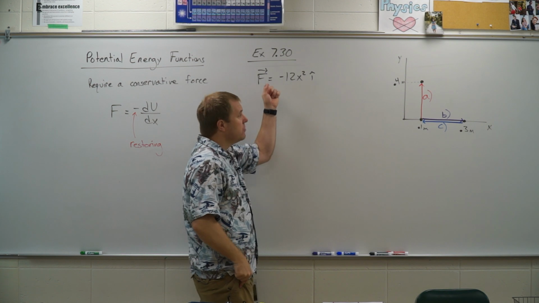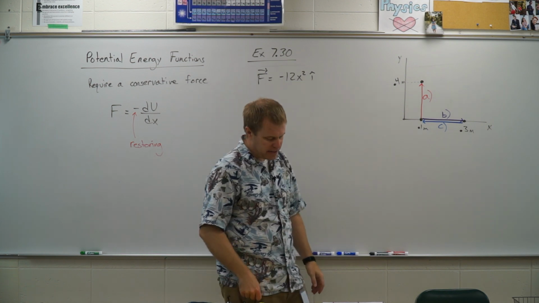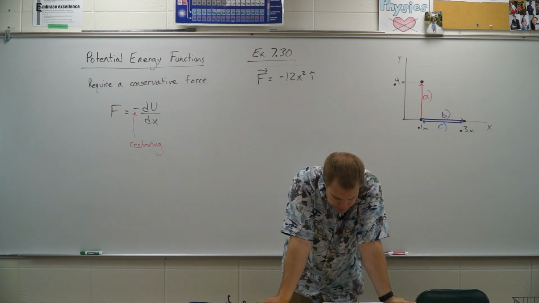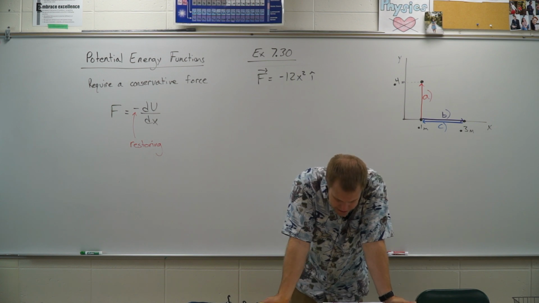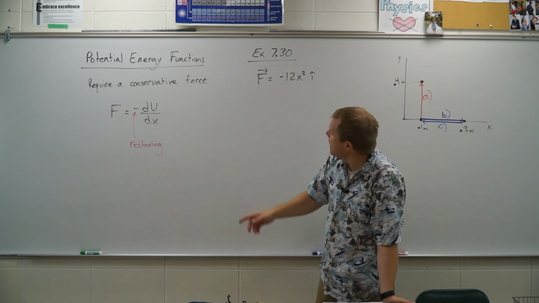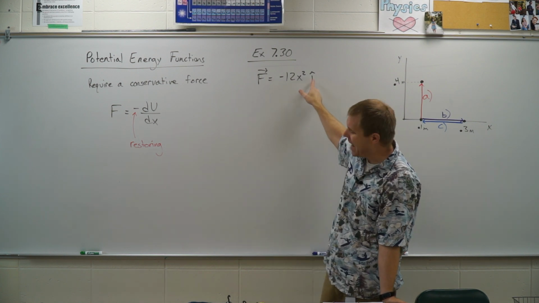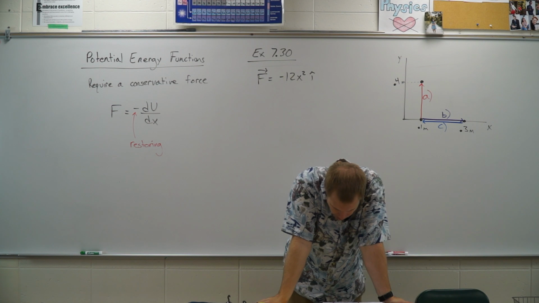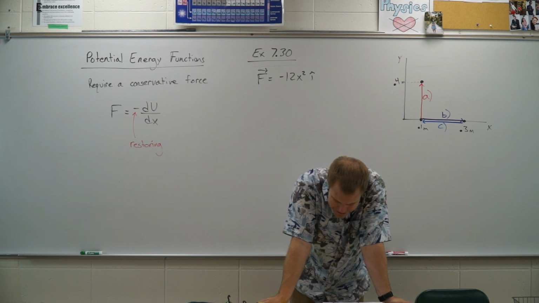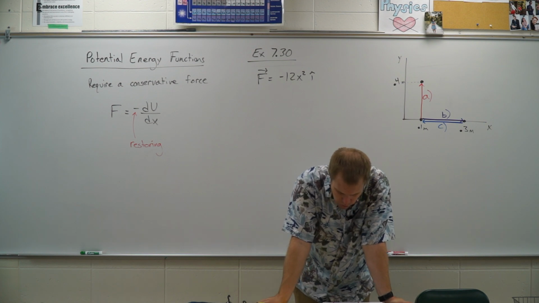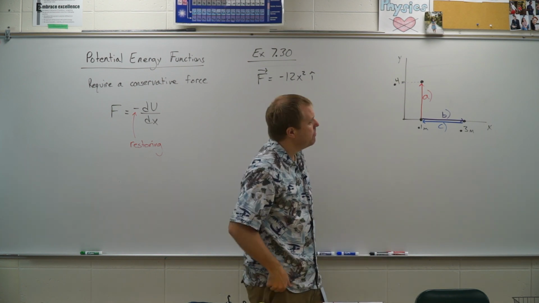So what we're going to do first is a quick little example here of 7.30. In an experiment, one of the forces exerted on a proton is negative 12x squared i hat. How much work does the force do on the proton as it moves along a straight line path from the point (0, 0.1) to a point (0.1, 0.4)?